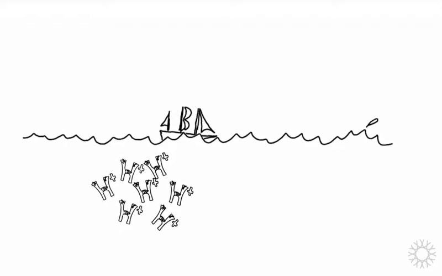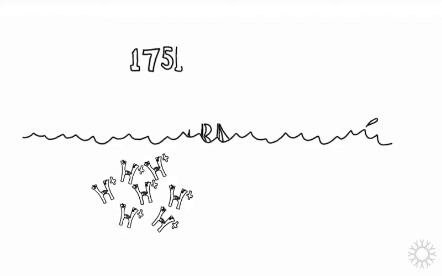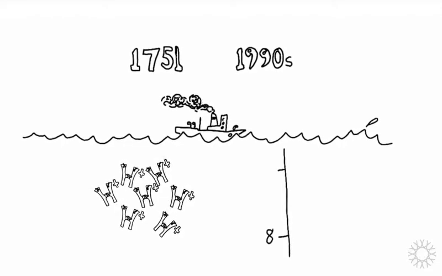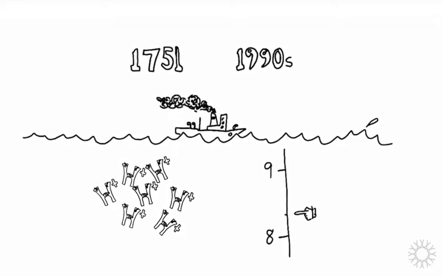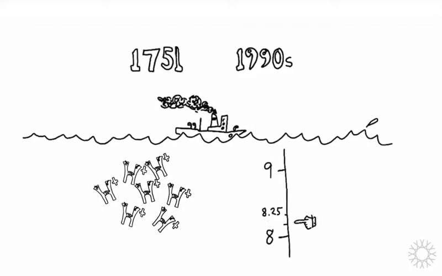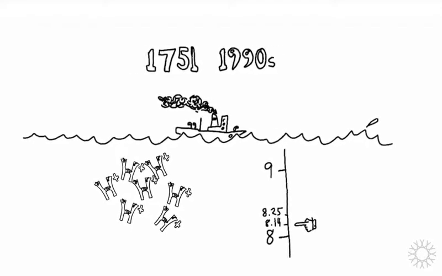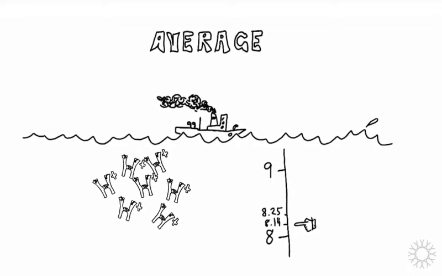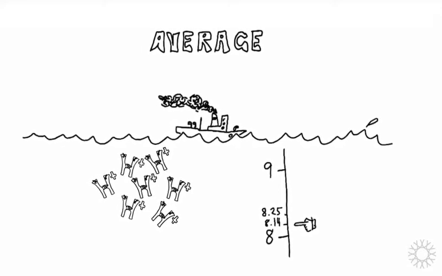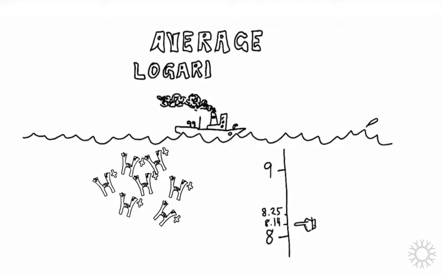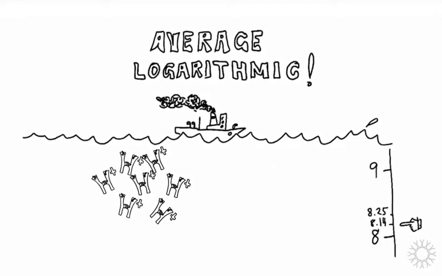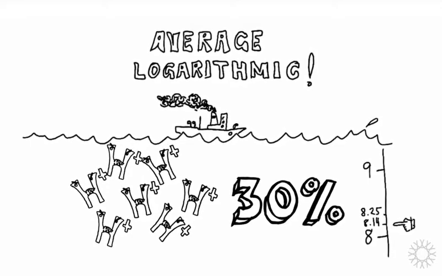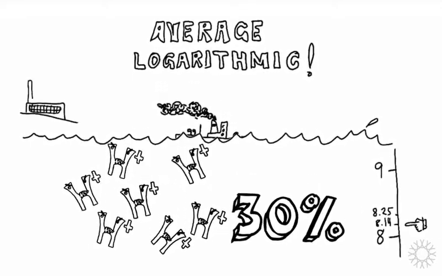Over the industrial period between about 1751 and the early 1990s, the surface ocean pH decreased from about 8.25 to 8.14. That doesn't sound like a lot, but remember, we're talking about an average for the entire global ocean over the globe, and it's logarithmic. So we're actually talking about a 30% increase in hydrogen ion concentration in the ocean.